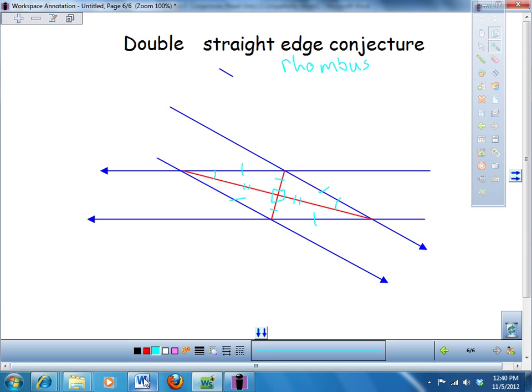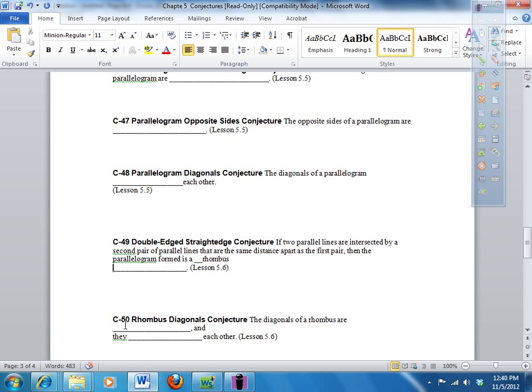So that's what that next conjecture says. C50, rhombus diagonals conjecture: the diagonals of a rhombus are perpendicular. Okay? Perpendicular goes in there. So you can type that as well as I can, right? They're perpendicular and they bisect each other. Okay? And they bisect each other. So now you got that one. Right? So that's the next conjecture.